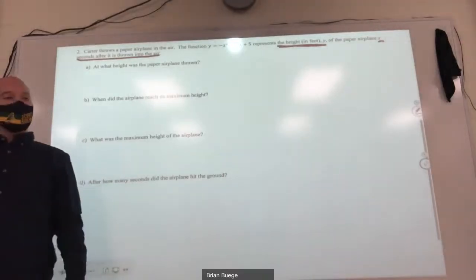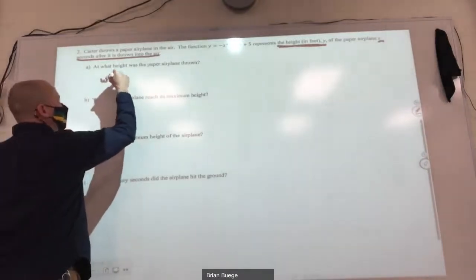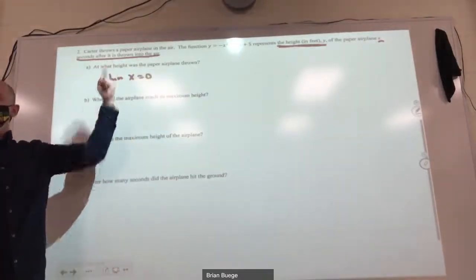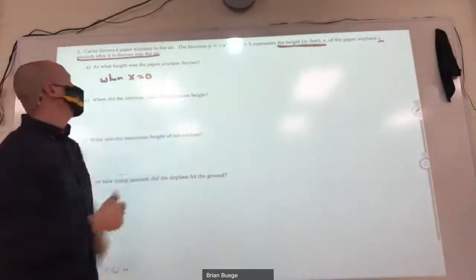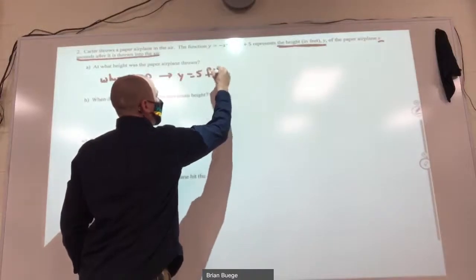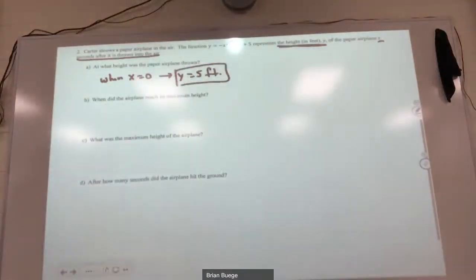If it's when it's thrown, that's when x equals 0, which is at 0 seconds, where did it leave his hand? Well, it's the y-intercept. So, therefore, y equals 5 feet. There's your answer right there. So 5 feet off the ground is where it left his hand.